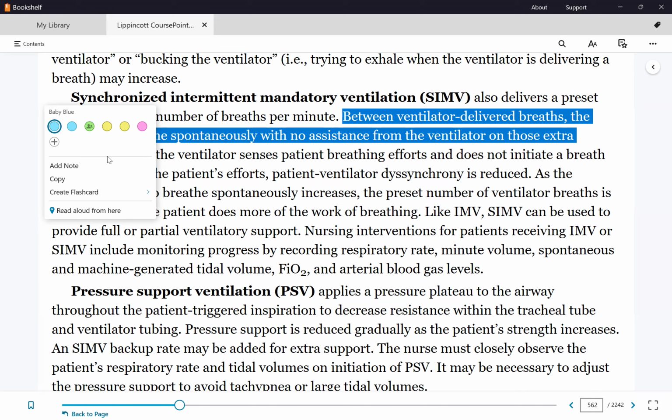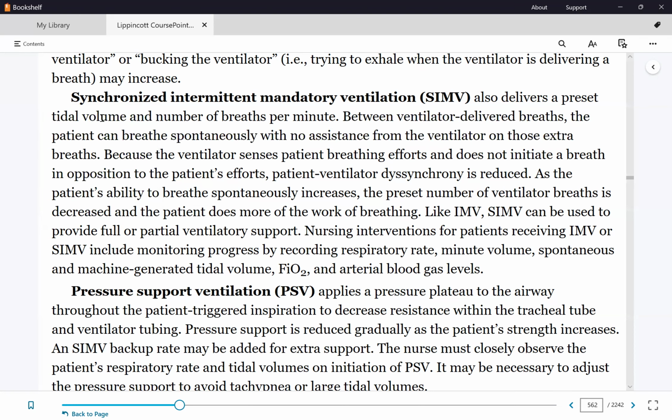So when a patient is straight to vent, what mode would they be? AC or CMV. Again, AC CMV, that's the same thing, just a different term. Any question on these two?